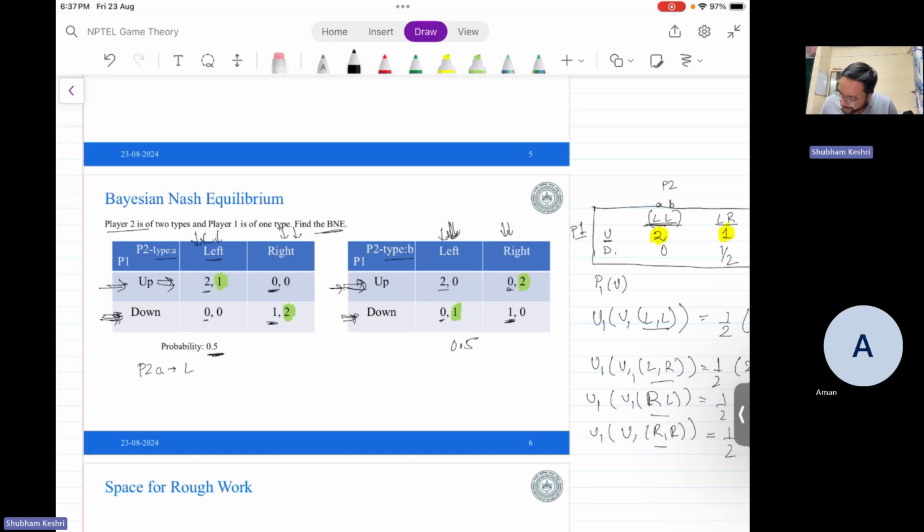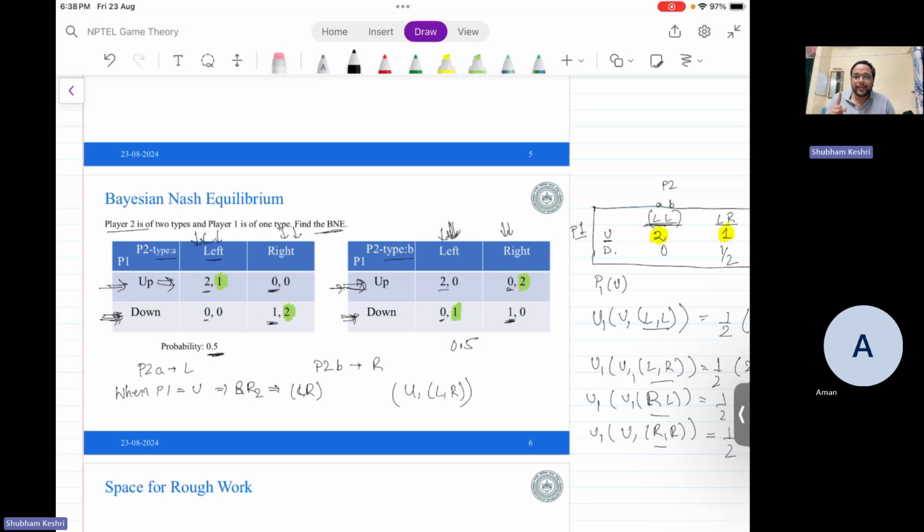When player 1 is playing U, player 2B's best response is not to play L, it is to play R. When player 1 is playing U, the best response of player 2A is to play L. So, L comma R. We have found one Nash equilibrium, which is U comma L comma R.